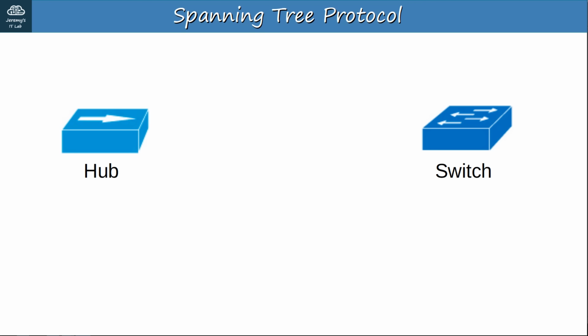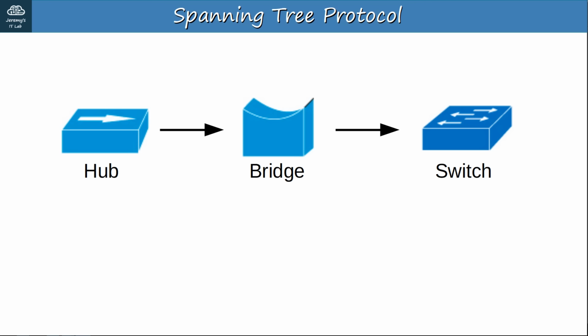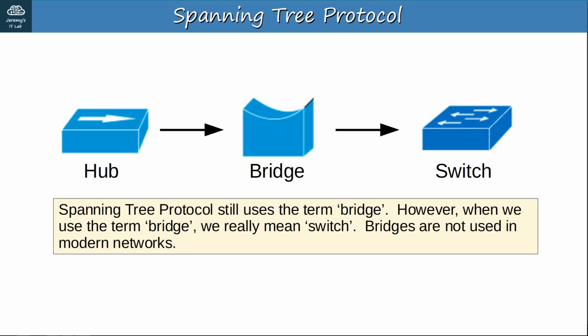I told you about Ethernet hubs in a previous video. Hubs were used before switches were invented, and instead of learning MAC addresses to forward frames to the correct destination, they simply flooded frames out of all interfaces. But actually, before switches, there was another kind of device called a bridge. You don't need to know about bridges for the CCNA. They are an old technology. But they're like a transitional stage between the hub and the switch. However, the reason I'm telling you about bridges is that Spanning Tree Protocol still uses the term bridge.